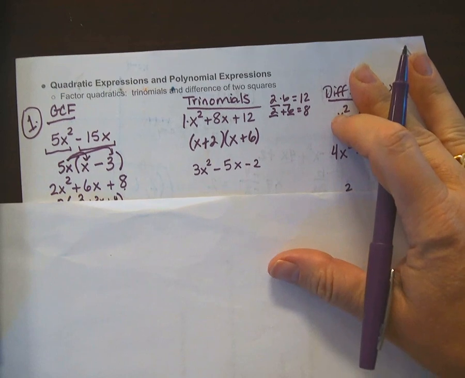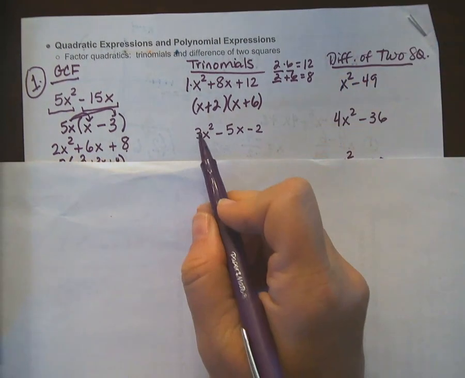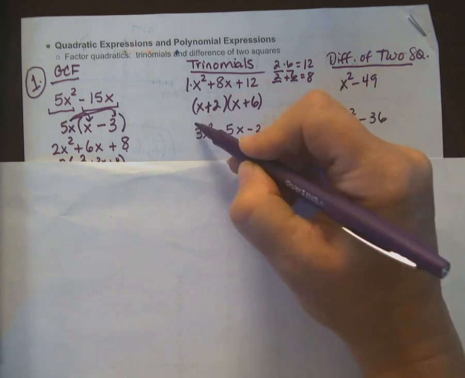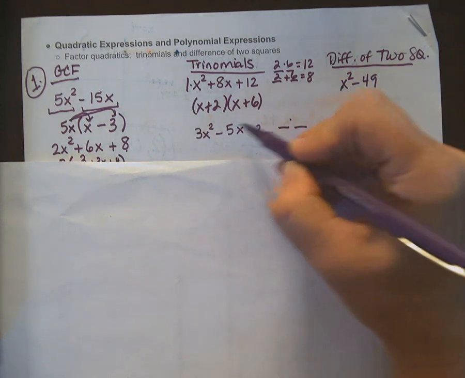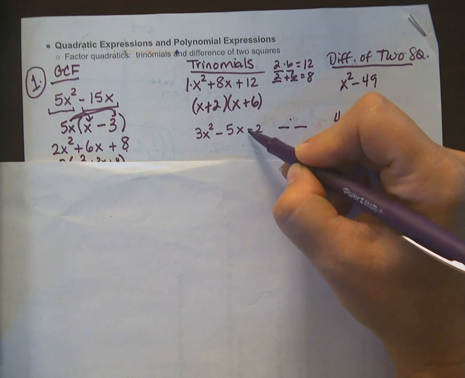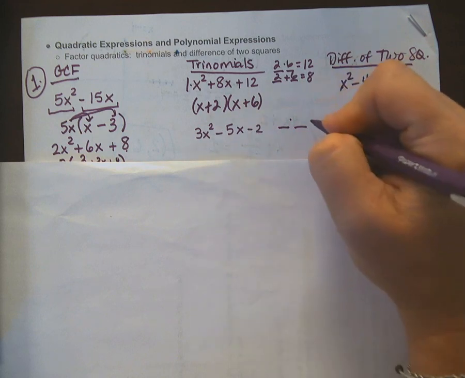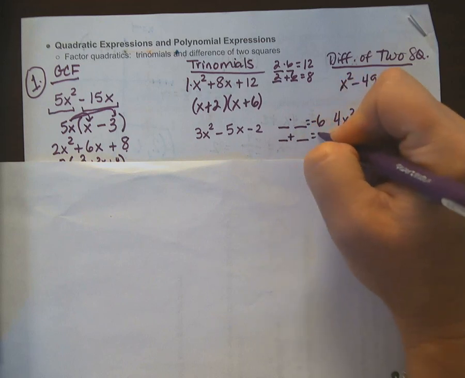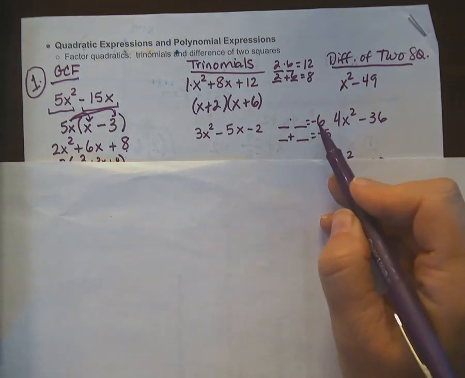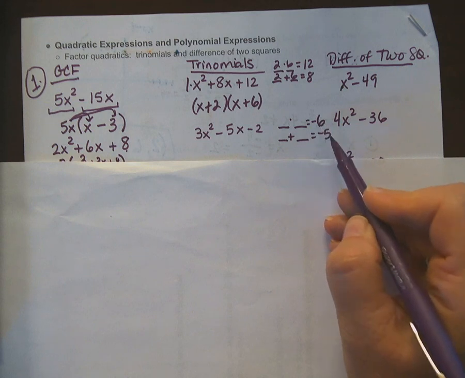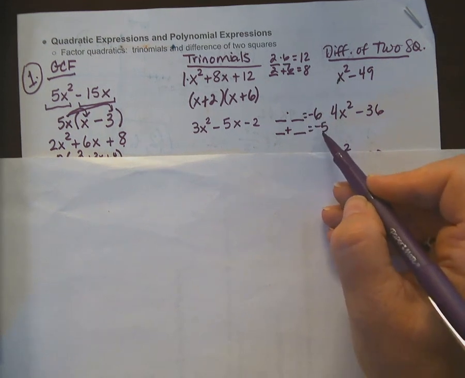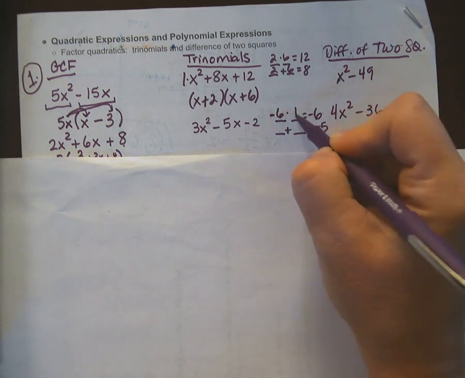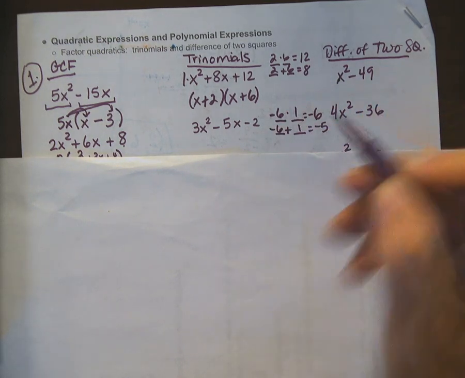Okay, the next one, notice the leading coefficient is not a 1. So you have to multiply the a value and the c value together. So 3 times negative 2 is negative 6. And we need to find two numbers that multiply to get negative 6, but also add to get negative 5. So that's negative 6 and positive 1.